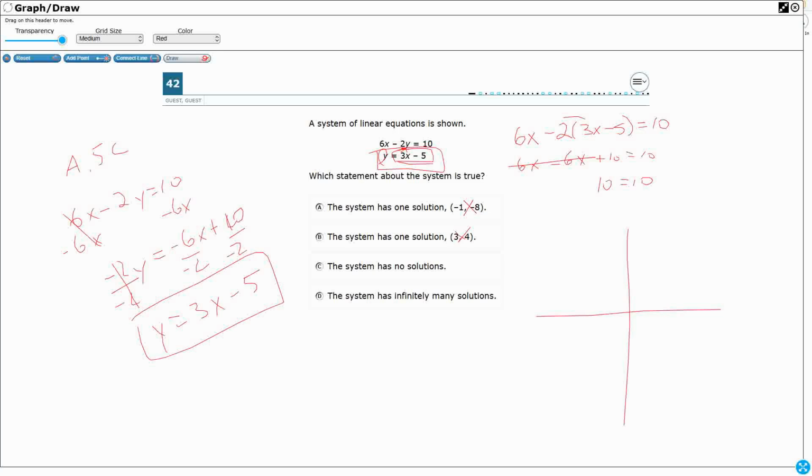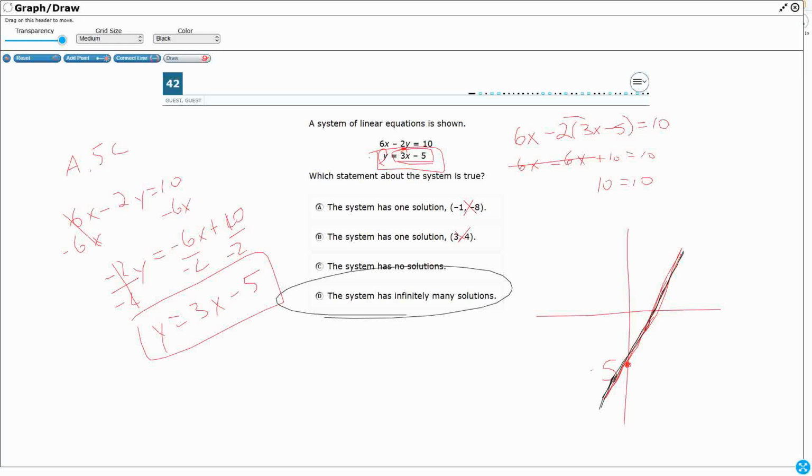So if I get 3x minus 5, I'm going to get a y-intercept at minus 5, and it's going to have a slope of 3, rise of 3, run of 1, right? Something like this. But both lines are going to be the exact same. So that means I've got both lines at the exact same place, I'm going to layer this other line on top of it, which means I have infinitely many solutions. It's basically the exact same equation.